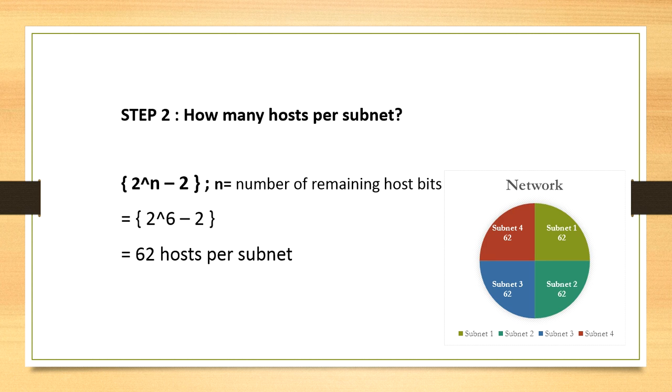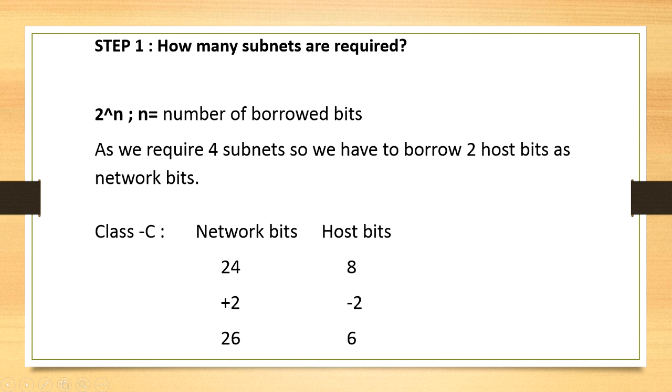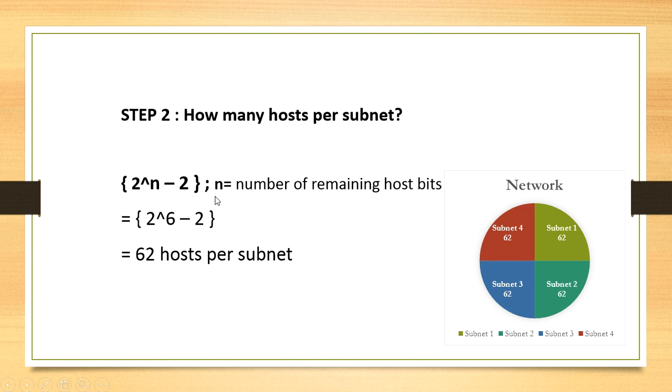Step 2: how many hosts per subnet? We have already got 4 different subnets. Now under each subnet, how many hosts can we have? The formula says 2 to the power n minus 2, where n is the remaining number of host bits. Here the remaining number of host bits is 6. So n will be 6, 2 to the power 6 minus 2. So in total we can have 62 hosts per subnet.